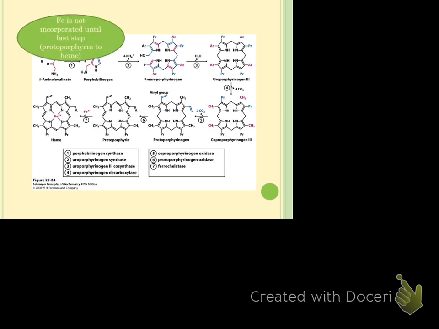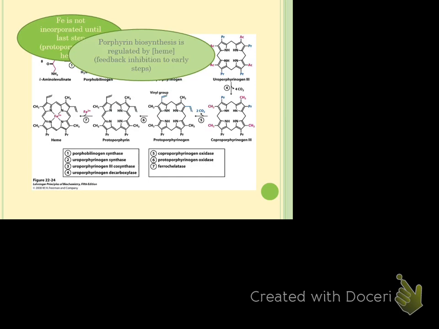Okay. So once again, iron's not incorporated until the very last step. The porphyrin biosynthesis is regulated by the actual concentration of heme, which should make sense. It's feedback inhibition. You have a lot of heme around, it turns off some of the early steps. That way you're not wasting your glycine or your succinate, which makes sense. You don't want to waste your succinate, since that subtracts from the citric acid cycle, and glycine for that matter, because glycine is utilized for other things as well, not just protein synthesis.